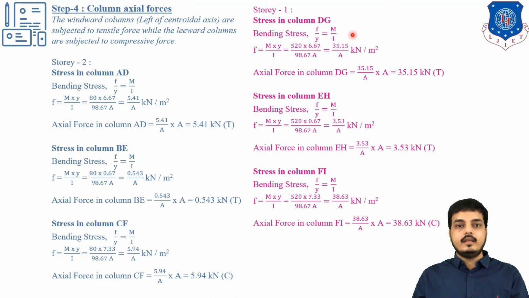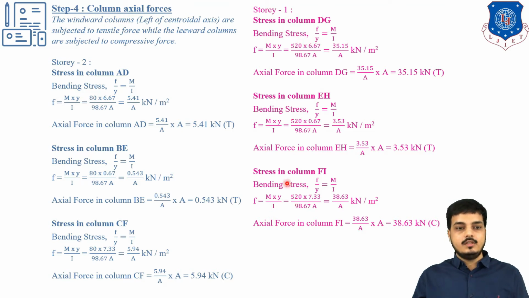Similarly, we can find the values for the story 1 columns, which are columns DG, EH and FI. The formula will be the same, and only the moment will change, which was earlier 80 for story 2 and is 520 for story 1.